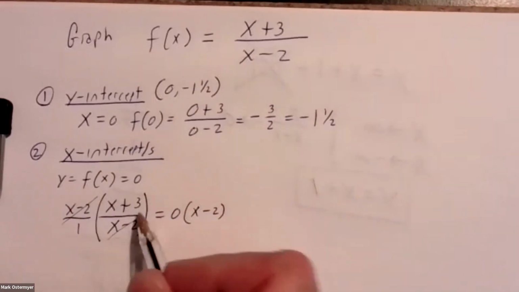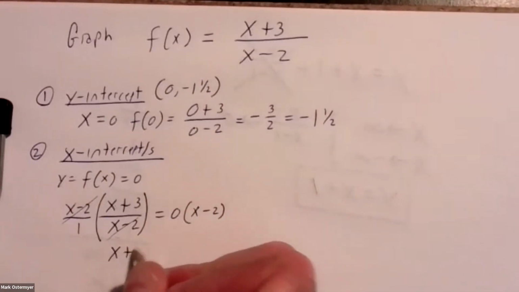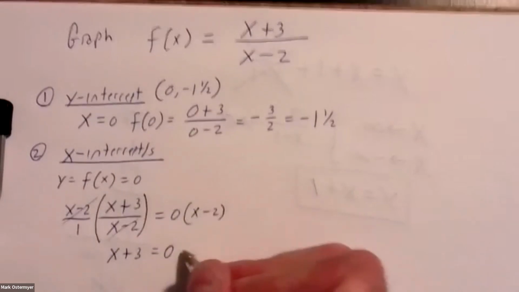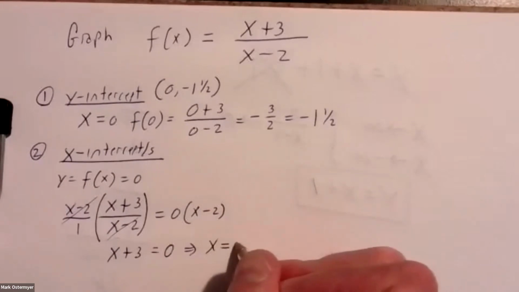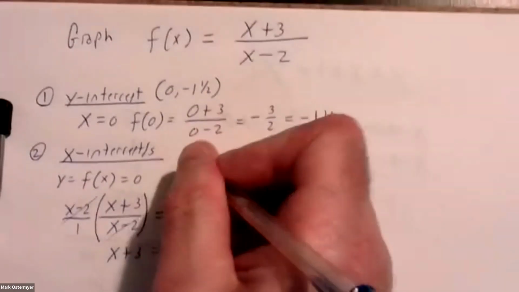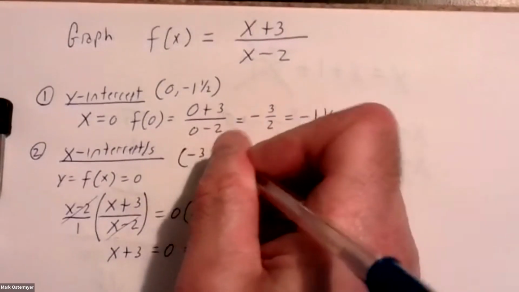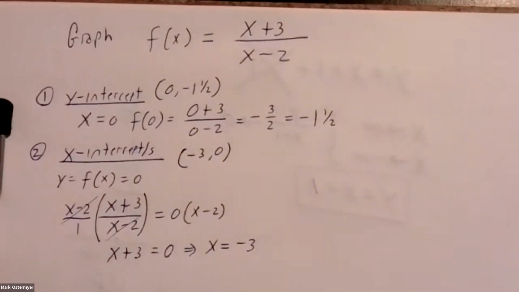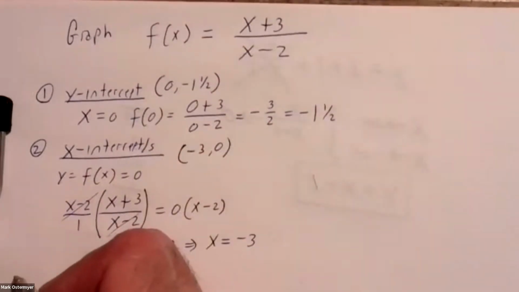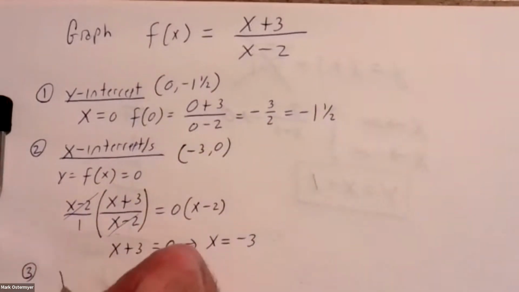These x minus 2's drop out on the left, leaving me with x plus 3. The right is still 0. Now we simply solve for x and we get x equals negative 3. So we do have an x-intercept, one of them. It would be the point negative 3, 0. That's your x-intercept. All right. Thirdly, any vertical asymptotes.